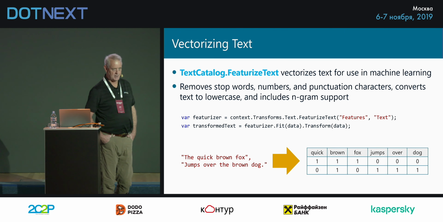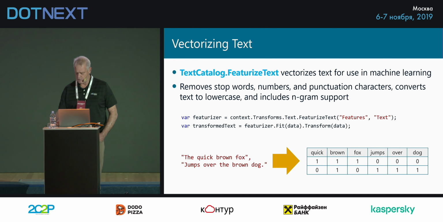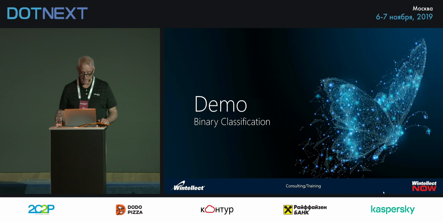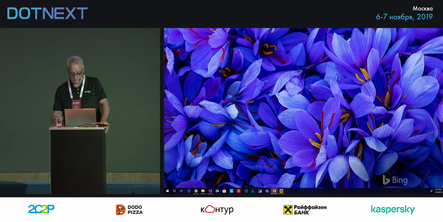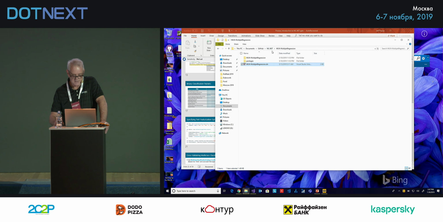It just does it, and it makes it really easy to build models, especially classification models, that do things like spam classification and other things. Let me show you a couple of examples here. Let's go back out to these examples here. And let's start with sentiment analysis.